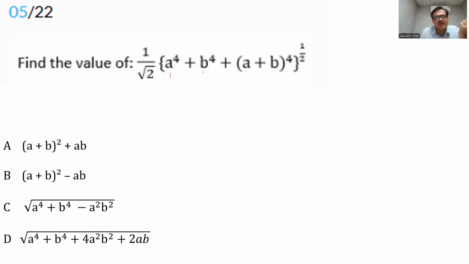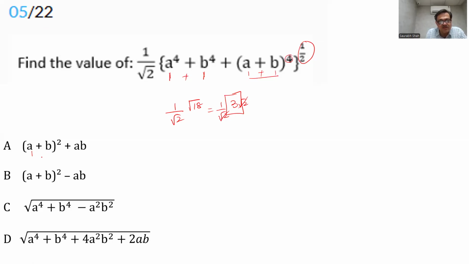Take A as 1, B as 1. So what is the question now? 1 plus 1 is 2. 2 raised to 4 gives you 16. 16 plus 1 plus 1 gives you 18. So it is 1 upon root 2 into root of 18. Remember, you have a root here. And root 18 is what? 3 root 2. And your answer required is 3. Your option should give you a 3. Put A and B as equal to 1, 1 and see which option now gives you a 3.